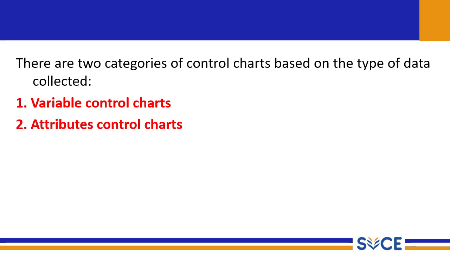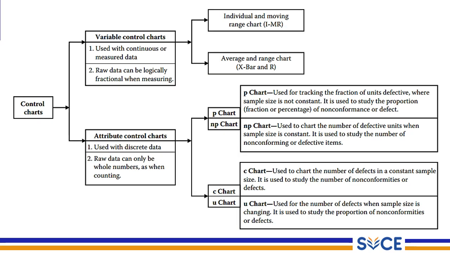There are two categories of control charts based on the type of data collected. One is the variable control chart and the other is the attribute control chart. In this graph, I'm just going to summarize what a variable control chart and an attribute control chart are. Variable means it is used with continuous or measured data. Whenever the process is continuously getting or regularly measuring some values, that kind of data can be used in a variable control chart. And the second point is raw data can be logically fractional when measuring.